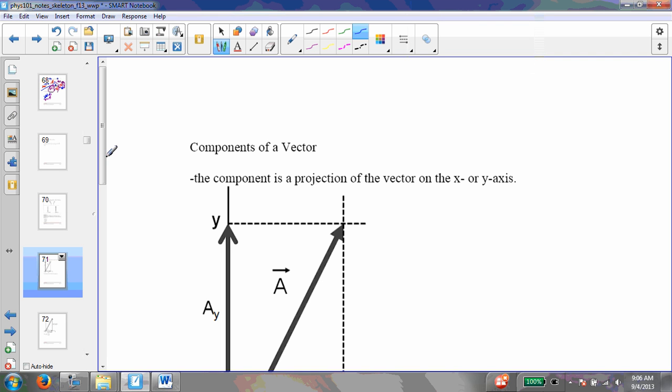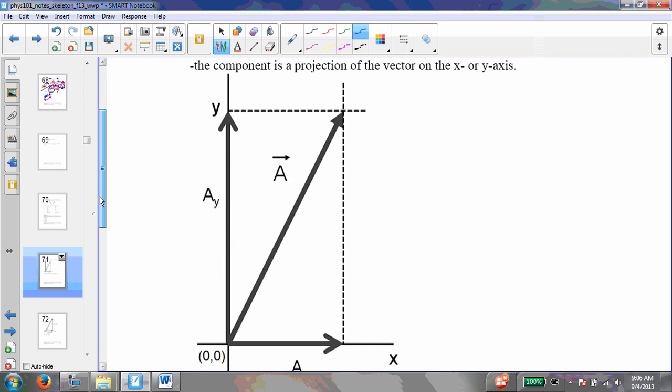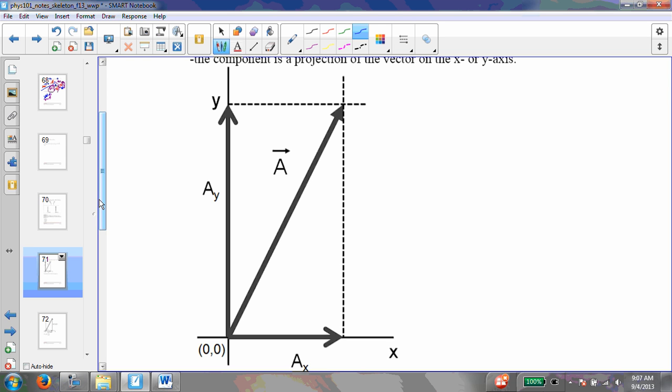Something that we'll use a lot are the components of a vector. The components of a vector are just a projection of the vector on the x or y axis. You can also think of it as like a shadow, if you will. So if I have a vector A right here, then it has two components, and those components are the x and the y components. I can draw those a couple different ways.